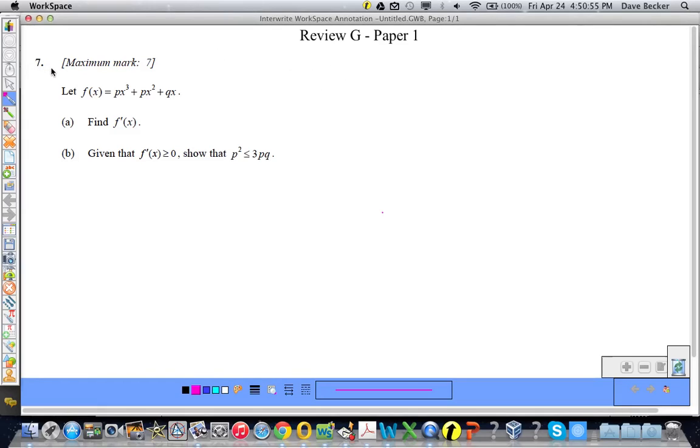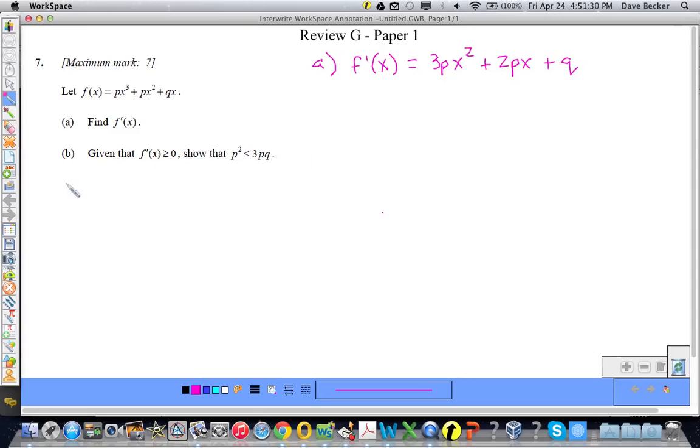We are talking about question number 7 from RevG, and it is a paper 1. So let's get to it, shall we? We have a function here, px cubed plus px squared plus qx, and part A says find the derivative. Well, that's easy, hopefully. F prime of x, using our power rule for taking a derivative, is going to be 3px squared plus 2px plus q.